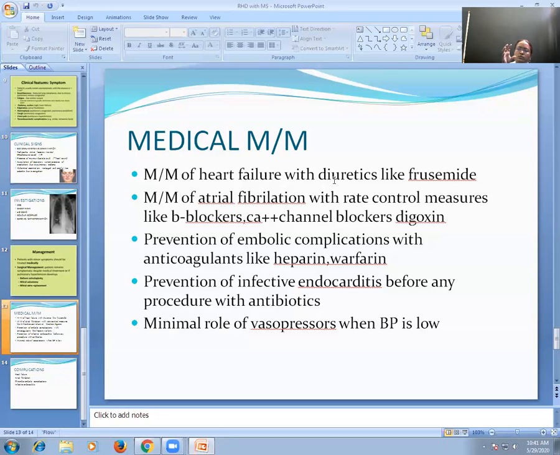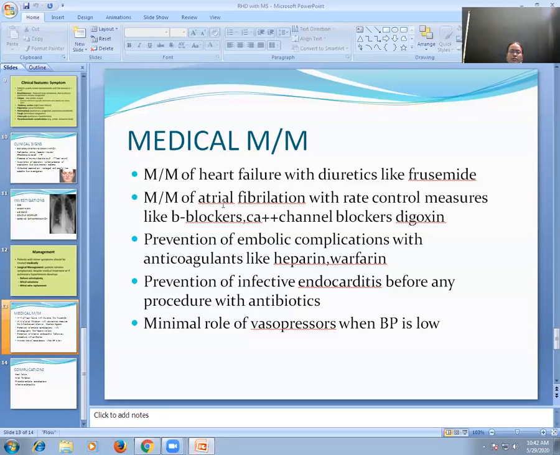Whenever there is excess fluid in your body, in the form of pulmonary edema, swelling over the lower limb, or ascites, that is the third space loss, meaning fluid coming into the interstitial spaces. This excess fluid is always removed with the help of diuretics. The most common diuretics are furosemide and spironolactone. So management of heart failure involves the use of diuretics to remove excess fluid, so the excess fluid from the lung is removed, there is better oxygenation of blood, and the patient gets symptomatic relief from breathlessness.